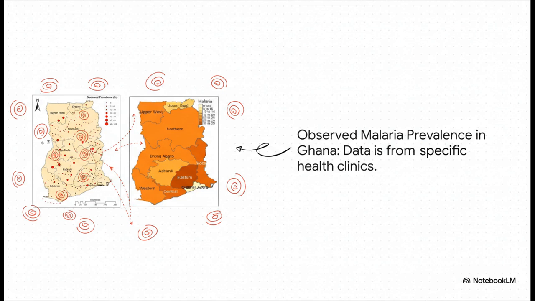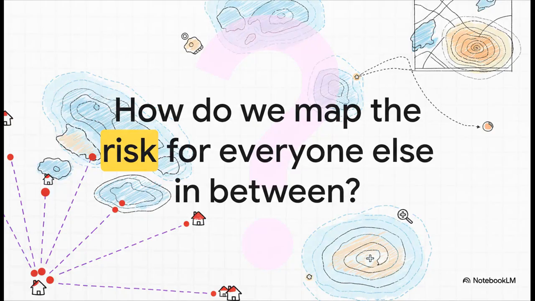But look at all that empty space. What about everywhere else? That's our problem. We've got a map full of holes. So here's the million-dollar question. How do you take just a handful of points and create a risk map for an entire country? How can you tell a village that's miles from the nearest clinic what their risk level is?